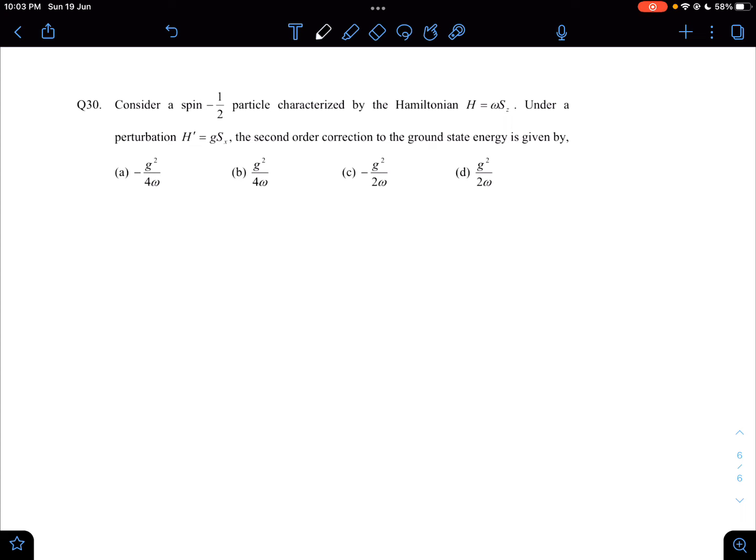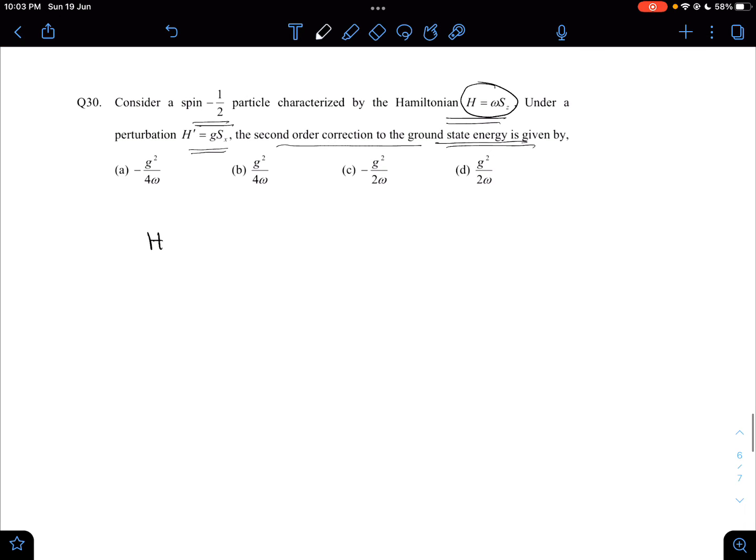So we have a spin half particle which is characterized by the Hamiltonian omega Sz, and under a perturbation G Sx, we have to calculate the second order correction to the ground state energy. First of all, for this Hamiltonian, we have to calculate the ground state energy and the corresponding eigenstate for this energy. So let us proceed. This is our Hamiltonian.